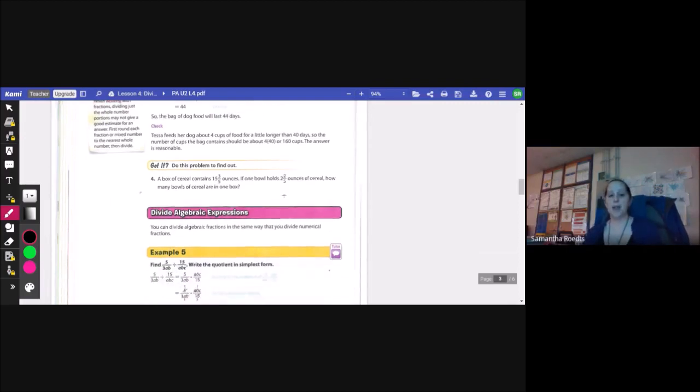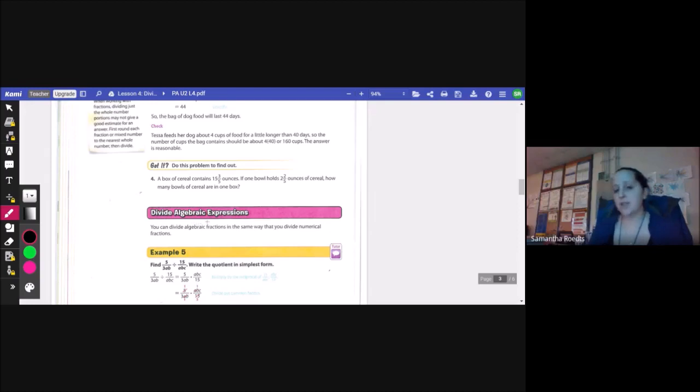Let's try it. A box of cereal contains 15 3/5 ounces. If one bowl holds 2 2/5 ounces of cereal, how many bowls of cereal are in one box? So a box of cereal contains 15 3/5 ounces. That's the total amount that it contains. And one bowl holds 2 2/5. So I'm going to divide 15 3/5 divided by 2 2/5.